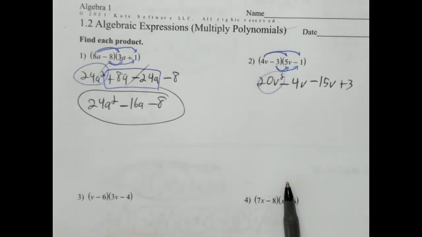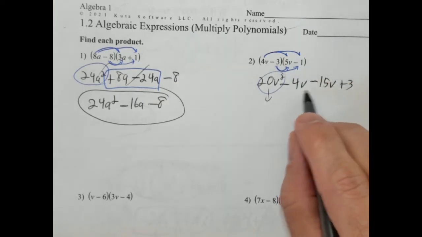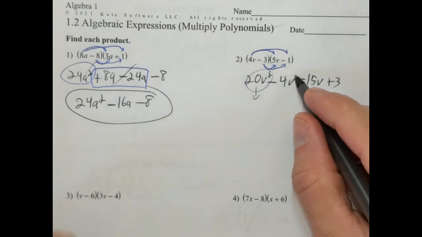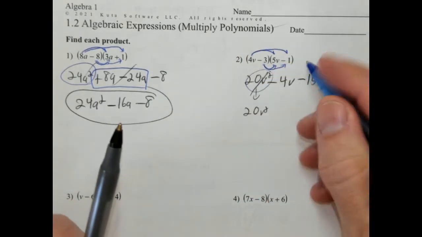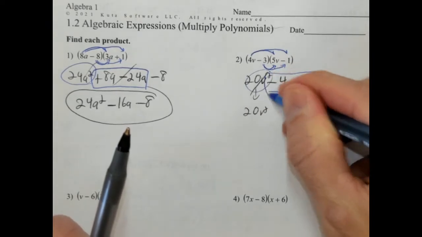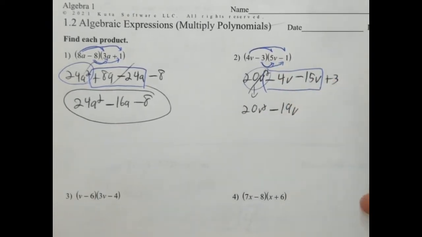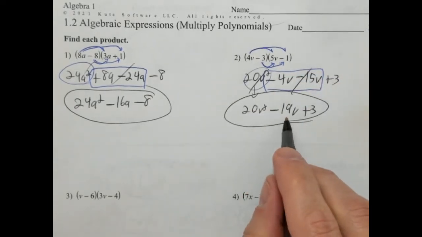Again, this 20v squared is going to come down here because it won't combine with anything. It can't combine with these because these don't have squared. The base is the same, but the exponent is different. So 20v squared, cross that out. We're going to combine negative 4v and negative 15v. So we have negative 19v or minus 19v, and then we're going to bring down the 3. So we have 20v squared minus 19v plus 3.